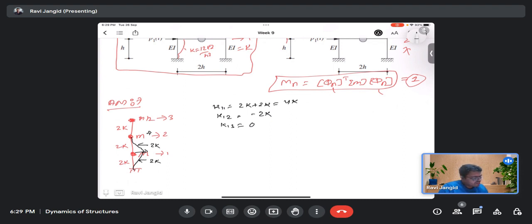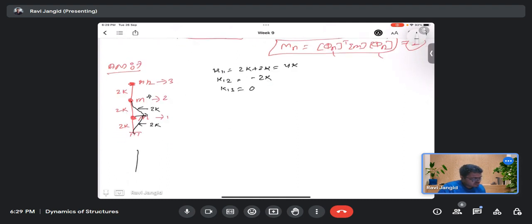Similarly, if I apply here initial displacement, the shape doesn't matter because we are only finding out the forces. So that will be also 2K, 2K. So that is the K22. K22 would be 4K, and at this point, that is the K12, which is minus 2K, and at this point K32, which would be also minus 2K.